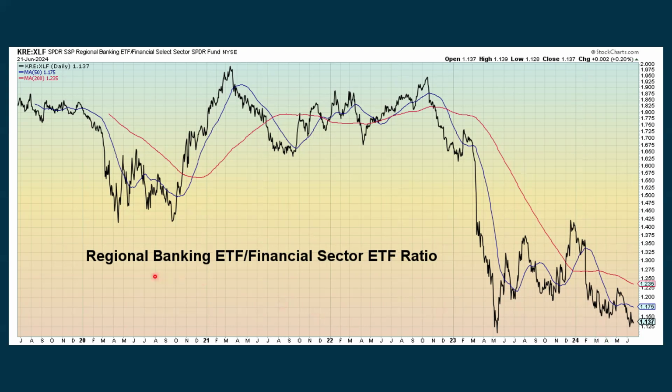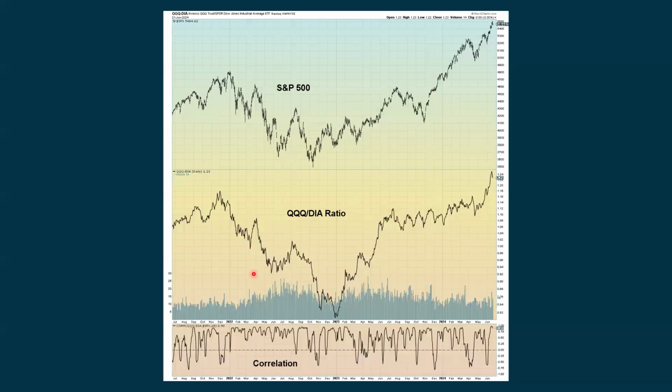And then New York Community Bank came out with their news and just kicked this ratio back down. So we compare the regional banking ETF to the financial sector, just showing how the regional banks are really underperforming. Then we have the S&P 500 on top, and then a ratio between the Qs, which is the NASDAQ 100, and the diamonds, which is the Dow. And they're seeing a pretty strong correlated relationship right now. So this ratio and the S&P are tending to go in the same direction at the same time.